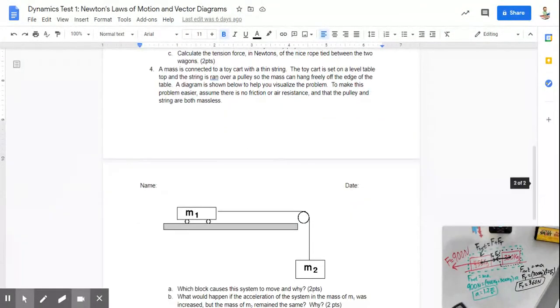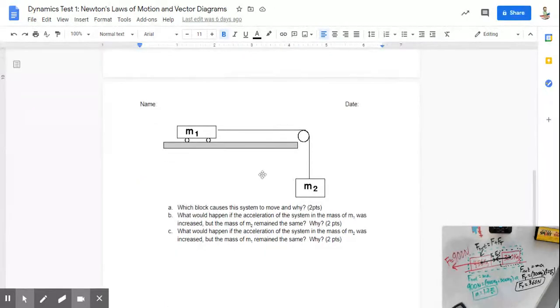And now the last one. Here you go. This is a cart. It's free to move. M1, mass 1. M2 is over here. Free to move around a pulley. No friction. Blah, blah, blah. So which cart, part A, causes the system to move in Y, for 2 points? So M2. And that's because there's no table or normal force to stop gravity from pulling it down. So gravity can pull it down. It's going to move. There you go.